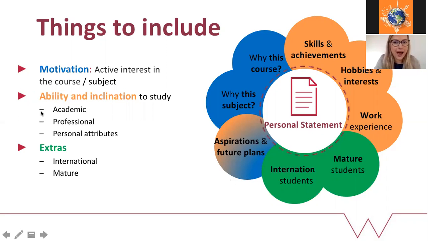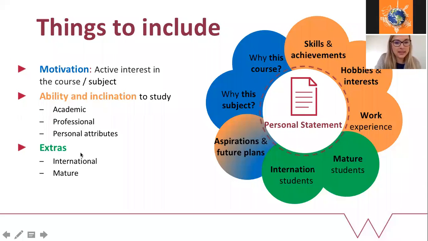So you need to show academic skills. You need to show professional skills, or the things that you've done before in your professional career, and you need to show your personal attributes. Again, are you a good presenter? Show that. Are you perfect at making PowerPoint presentations like I am? Show that. Give examples. And then extras.